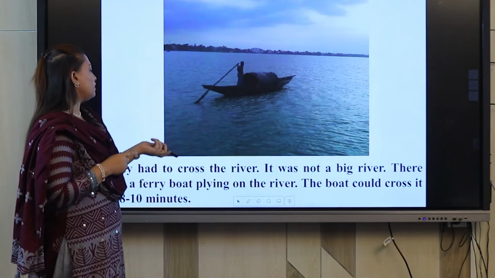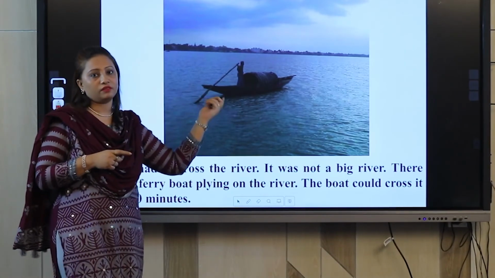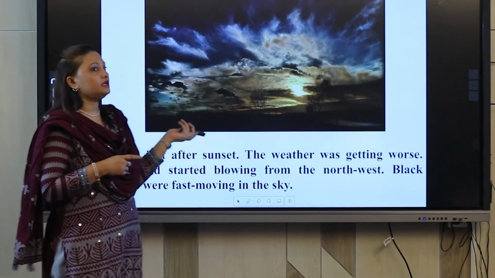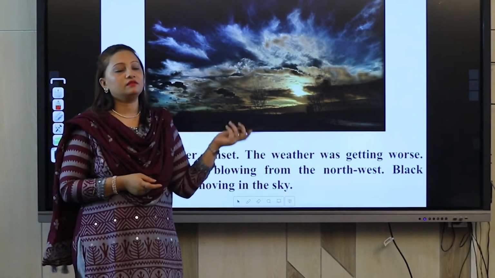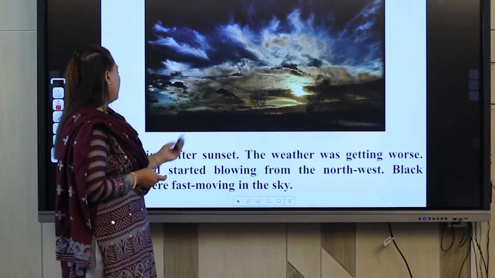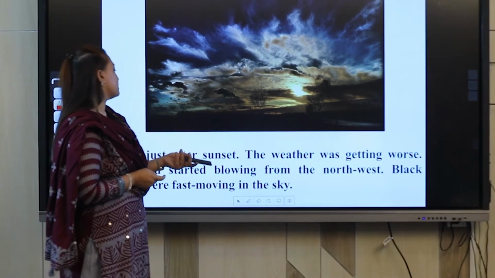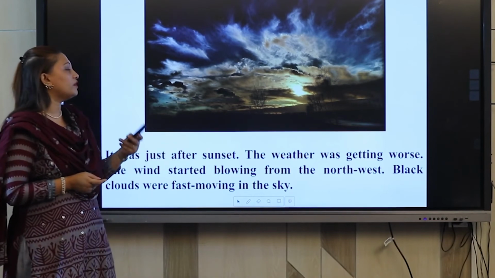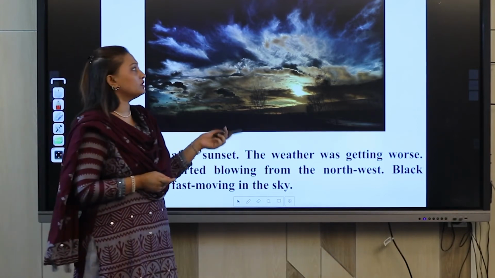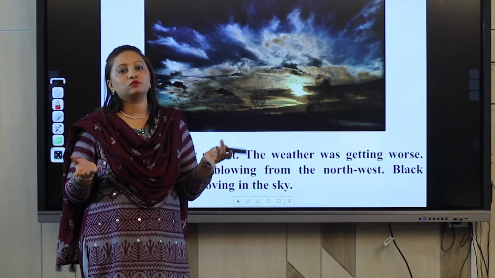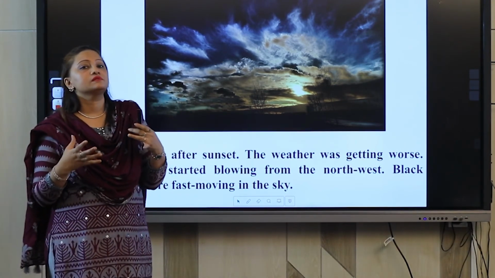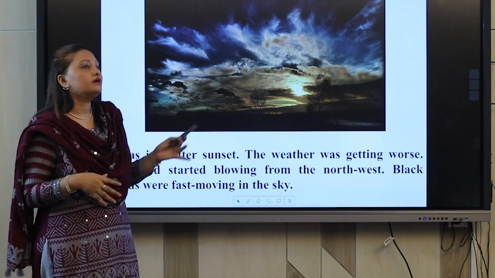So there was a ferry boat plying on the river. So here is the ferry boat and the boat was plying. And what we can see nowadays in summer, that type of clouds actually happen over our sky. And it was just after sunset, the weather was getting worse. The wind started blowing from the northwest. Black clouds were fast moving in the sky. So whenever it is daytime, at 12 or 1, the surroundings become black or stormy because of the clouds.